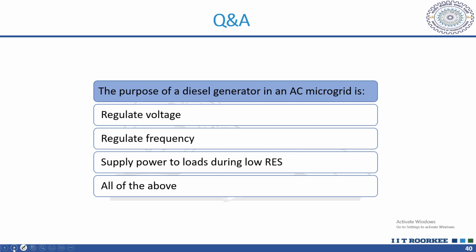Then again, the purpose of a diesel generator in an AC microgrid is regulate voltage, regulate frequency, supply power to loads during low renewable. Yeah, so it will perform all these functions basically.